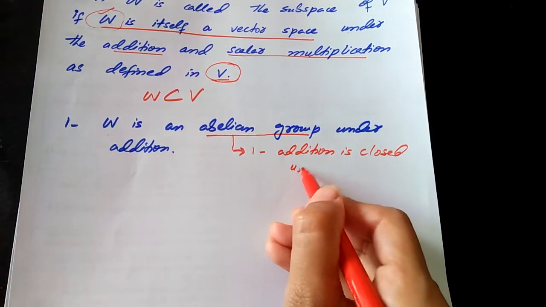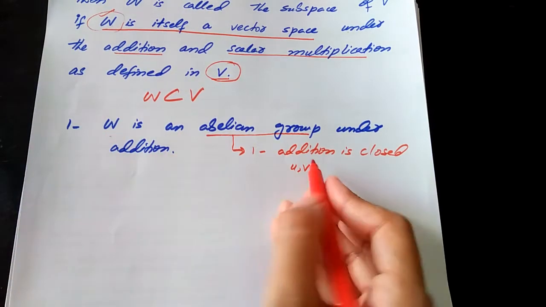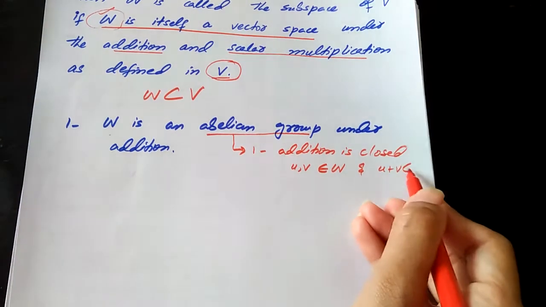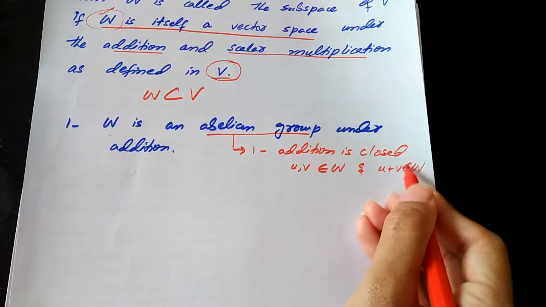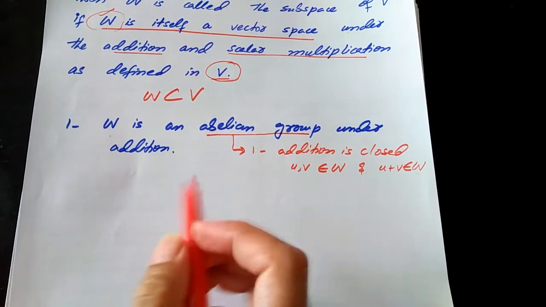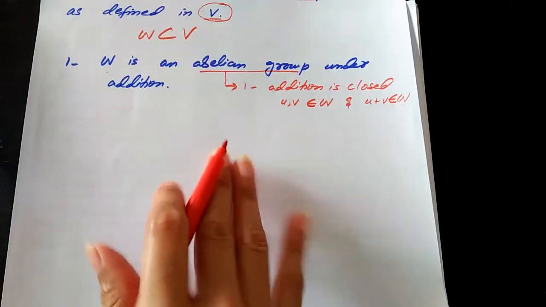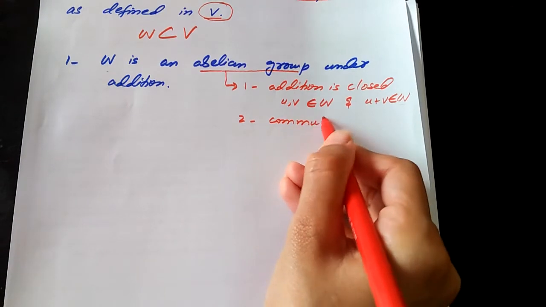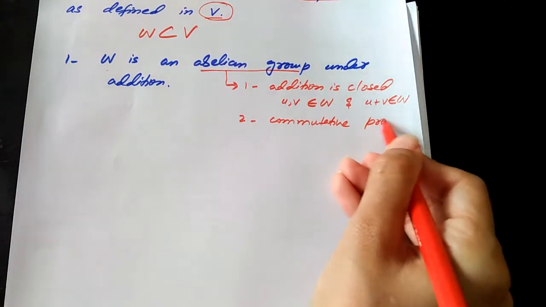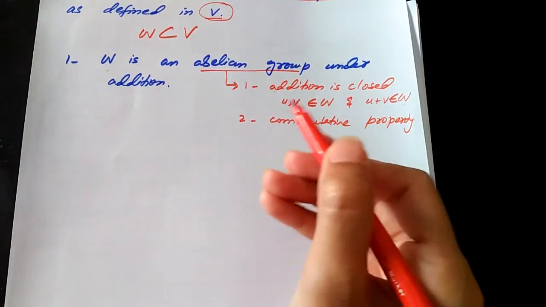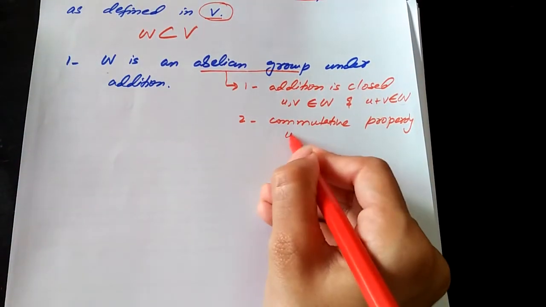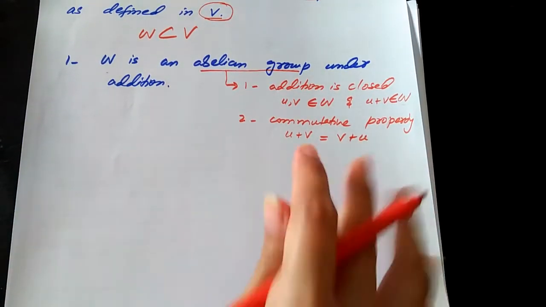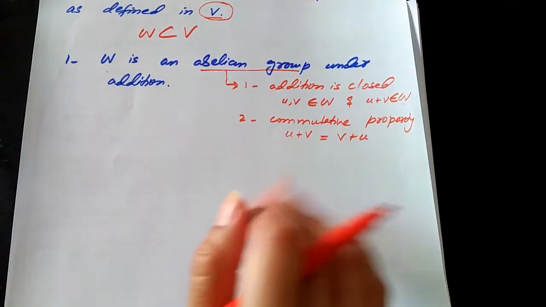You have to consider 2 vectors from this given set, and you have to show that their addition also belongs to this given set W. So it means addition is closed. The second axiom inside this abelian group is you have to show the commutative property. And what is the commutative property? Consider 2 vectors from the given set W, add them in this manner and change their positions like this. If this condition holds, then the commutative property holds.